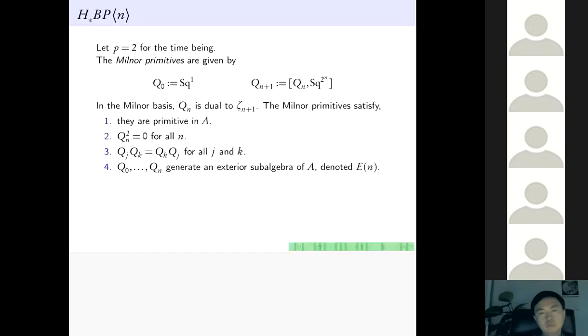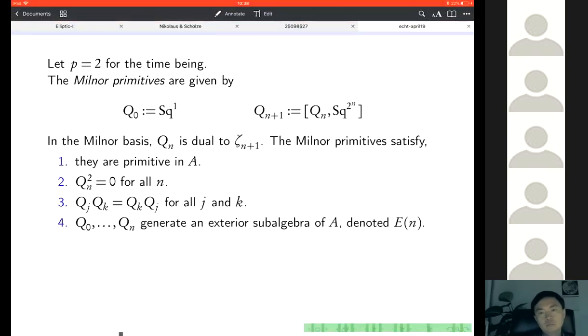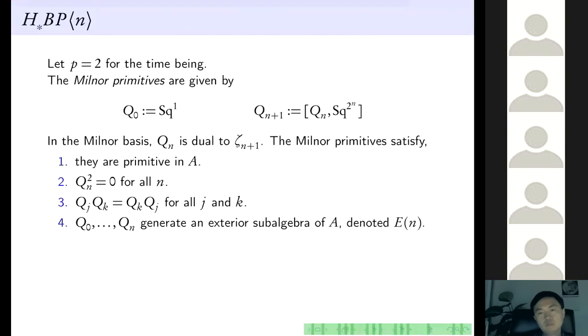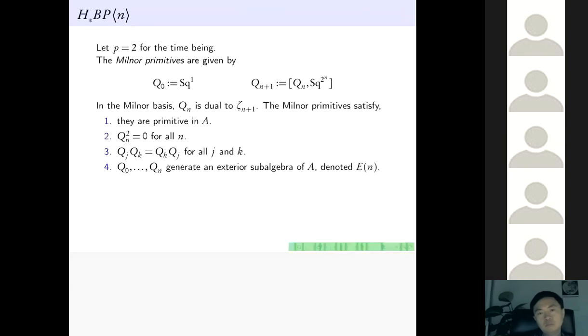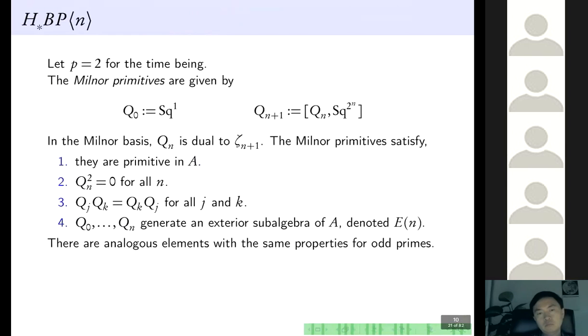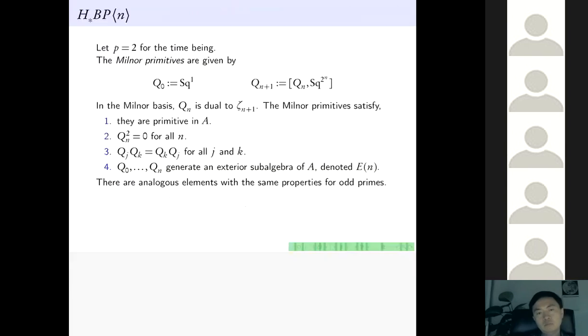Okay, so there are some important properties of these Milnor primitives. The first being is that they're primitive elements in the Steenrod algebra. They also are going to be exterior elements, so they square to 0, and they all commute with each other. And so as a consequence of that, if you look at the subalgebra generated by the first n plus 1 Milnor primitives, that's going to be an exterior primitively generated sub-Hopf algebra. So I actually forgot to write that's going to be a sub-Hopf algebra. Okay. All right. So there are analogous things to say at odd primes as well, but I won't write that down.